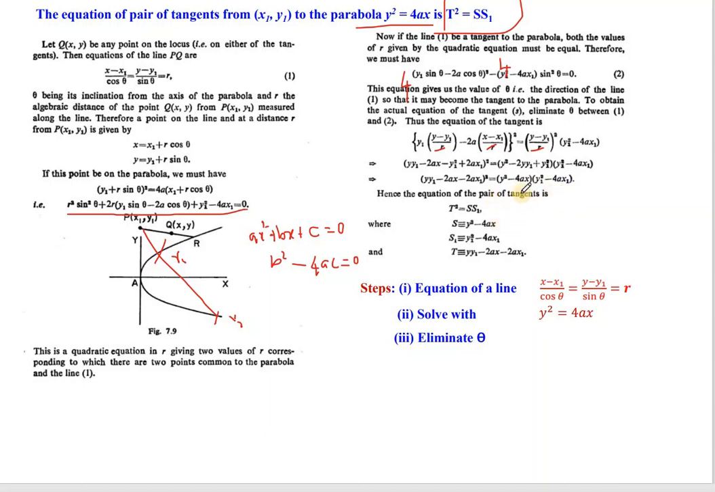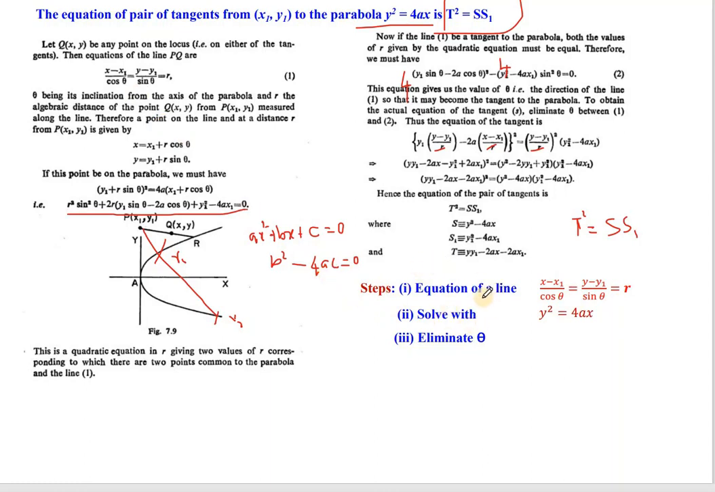So taking this one as S and this one as S1 and this as T, this is the usual notation, we conclude that the equation of pair of tangents is given by T square is equal to SS1. That is the equation of pair of tangents drawn from the point (x1, y1). So these are the main steps in deriving this.